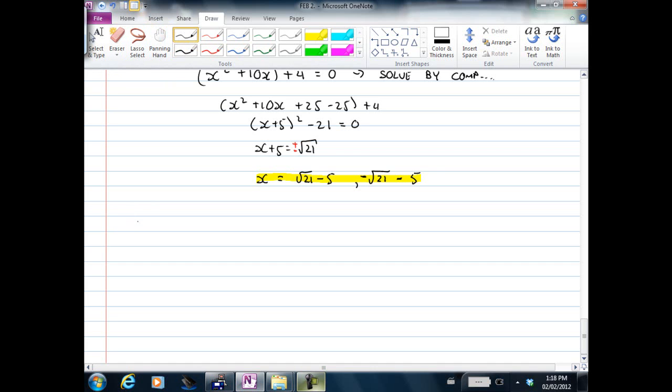Actually, I'll start off with something easy. Your challenge question is next period, not now. 2x squared minus 8 equals 0. It's going to say solve. 2x squared minus 8 equals 0.